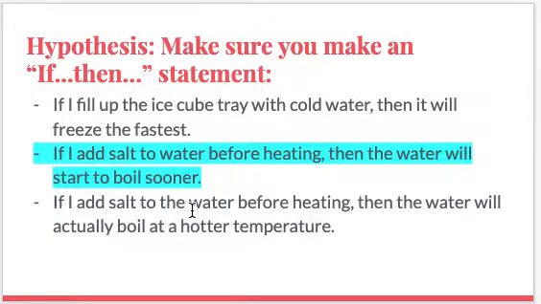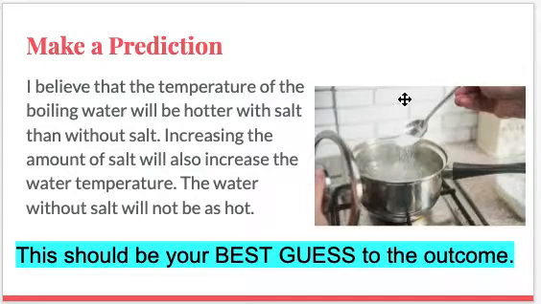So these are all hypotheses that you could test, and for your experiment, you're only going to pick one. And you should pick your own. Don't copy any of these. Find something on your own that you could test. But for this example, we decided to move forward and test if I add salt to water before heating, then the water will start to boil sooner. So that's what we're going to work with the rest of this PowerPoint.